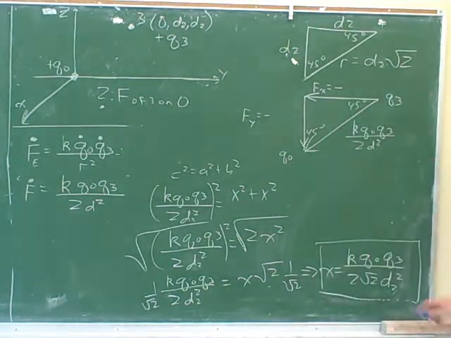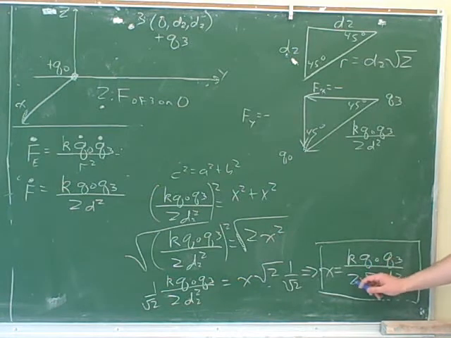And I got this for the component, k q naught q3 over 2 root 2 d sub 2 squared. All right, now what? So those are the components of the fourth. Right?